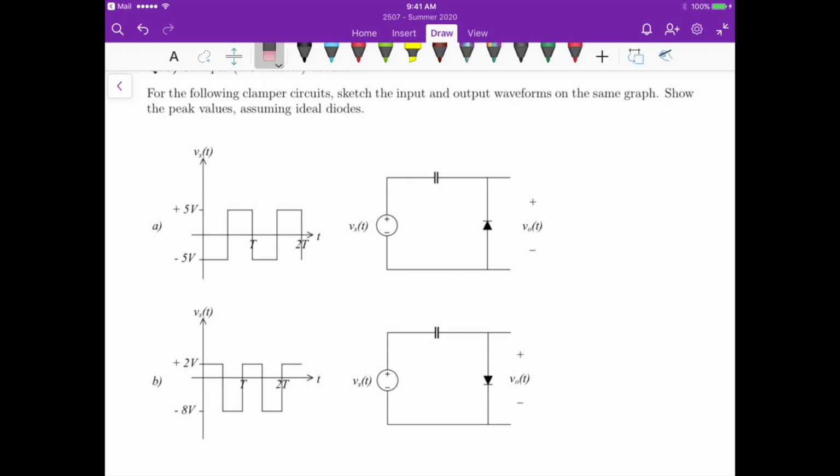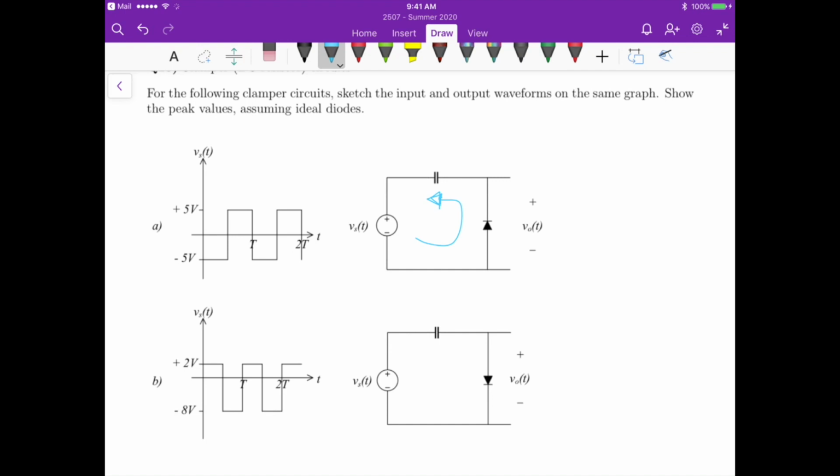allow current to flow, and then the capacitor will start to charge. Once it fully charges, it will stay charged with that 5 volts voltage.